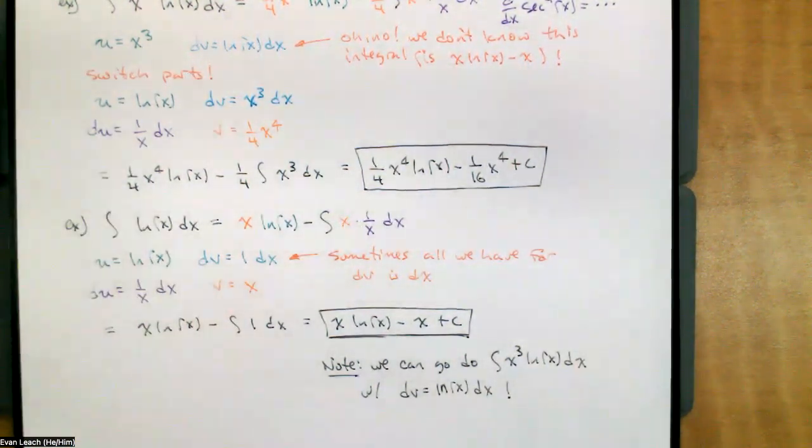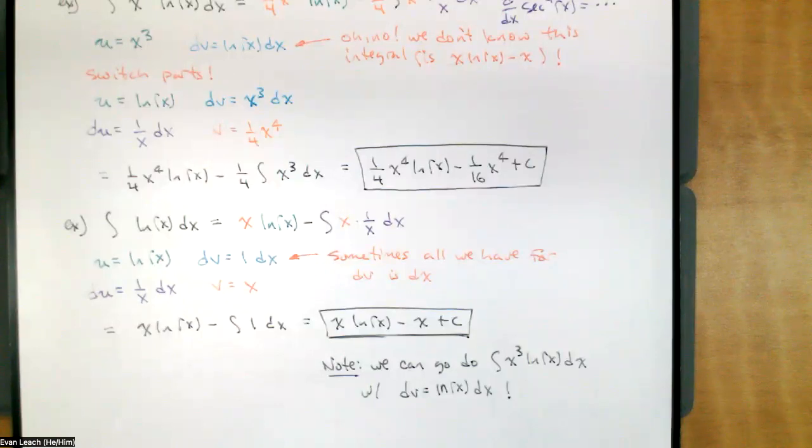I'll put an exclamation point to make it seem like it's a really good idea. Hey, check it out. We can now go back to the integral of x cubed natural log of x with natural log of x in the dv location.